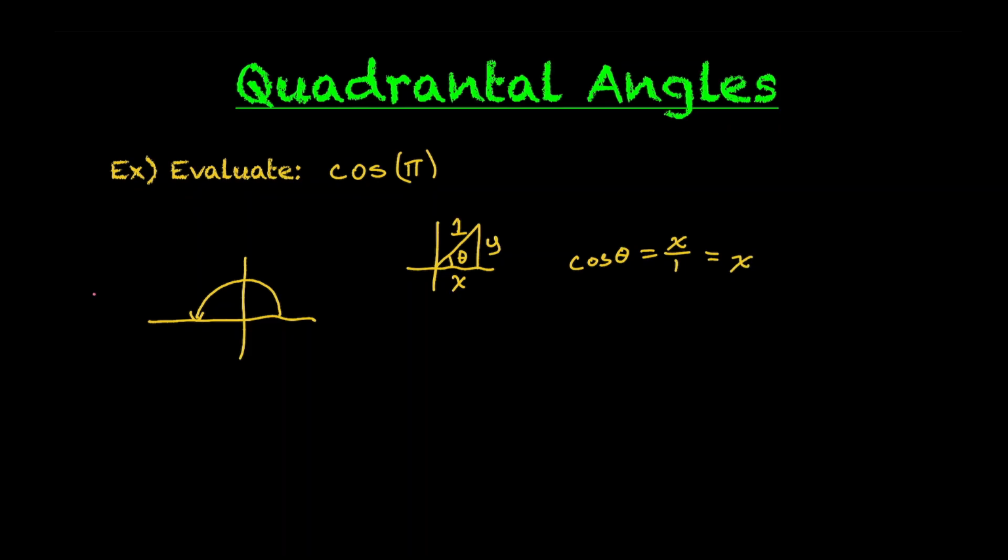And now if I want to find cosine of pi, I just need to label this point on the negative x-axis. Again, it's going to be a radius of 1, so it's going to be negative 1, 0 as my 2 points. So cosine of pi is my x-coordinate, so it's just negative 1.